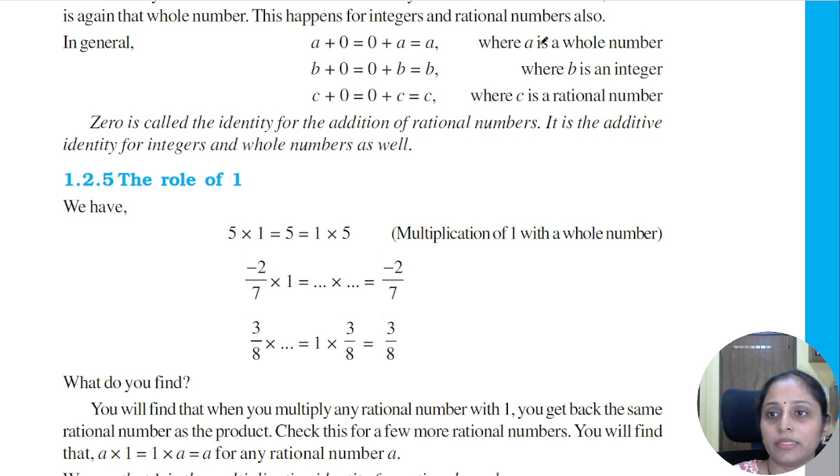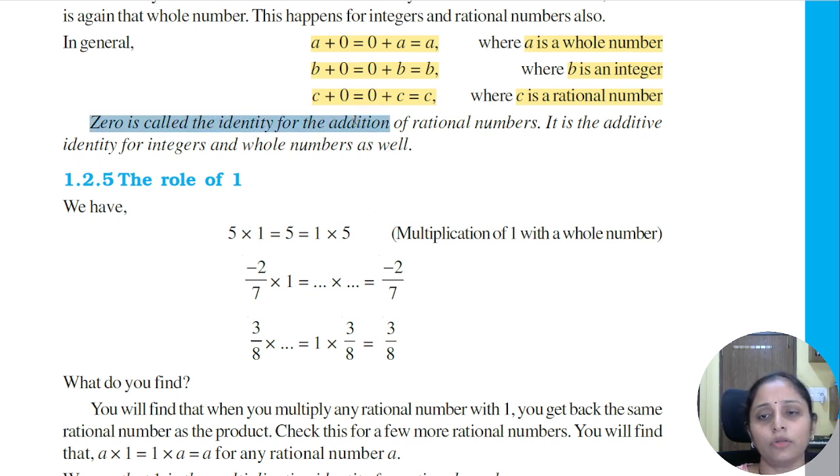Now here they have generalized it for any a. Whenever a is a whole number, a plus 0 is equal to 0 plus a is equal to a. Whenever b is an integer, b plus 0 is equal to 0 plus b is equal to b. Whenever c is a rational number, c plus 0 is equal to 0 plus c is equal to c, right? But that is adding 0 from both directions. Either way, you are getting back the same number that you have taken. So 0 is called the identity for addition or additive identity for all these three sets.